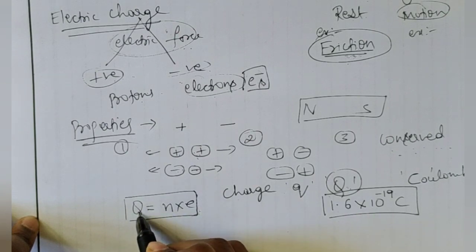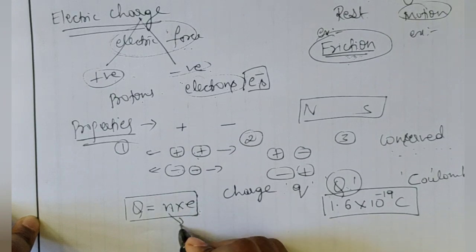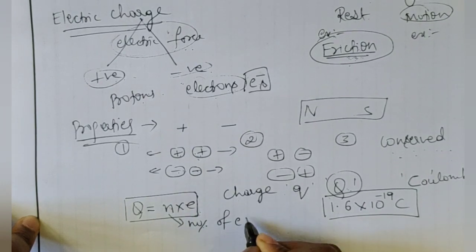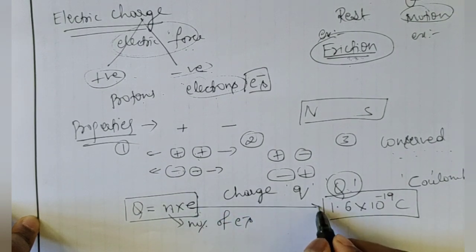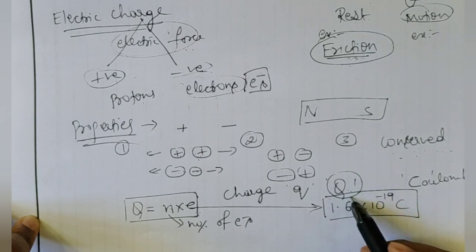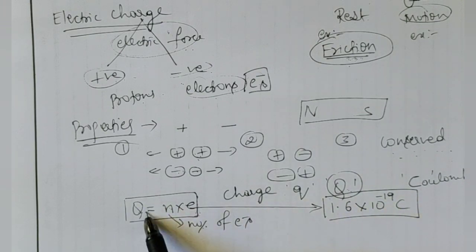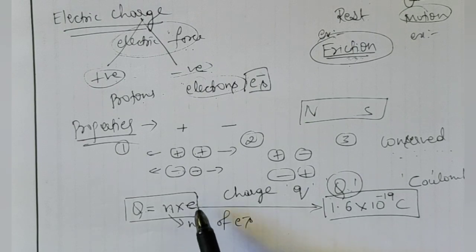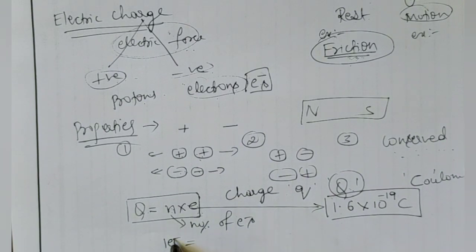Now what is this Q? Everyone knows Q is nothing but charge. Now what is this n? Here n is the number of electrons. Now what is this e? e is nothing but this constant value, the value of charge on an electron. So Q = n × e, where n is the number of electrons and e is this constant value. Now suppose I have 1 electron, then what will be the value of the charge?